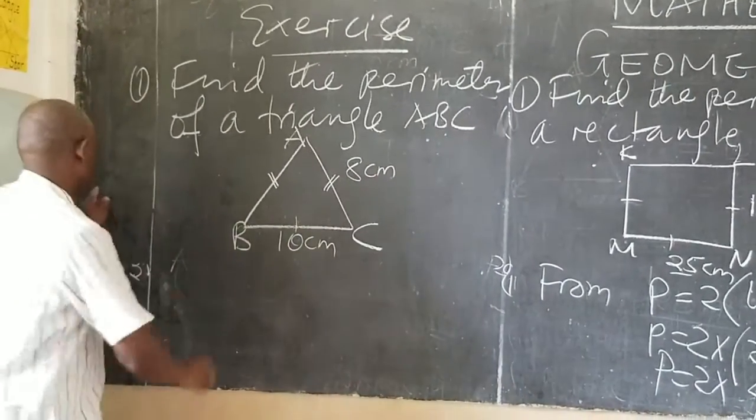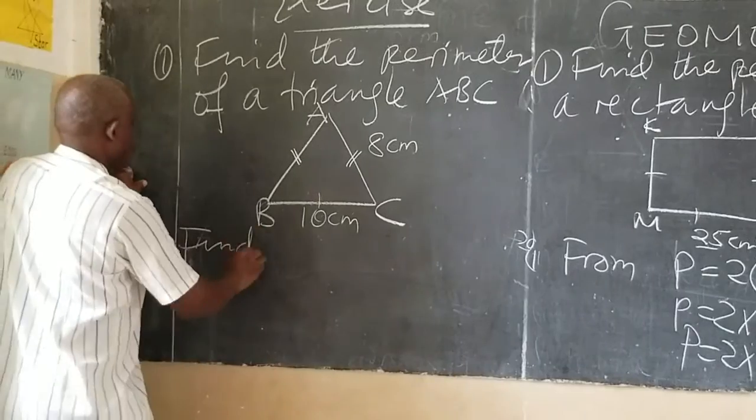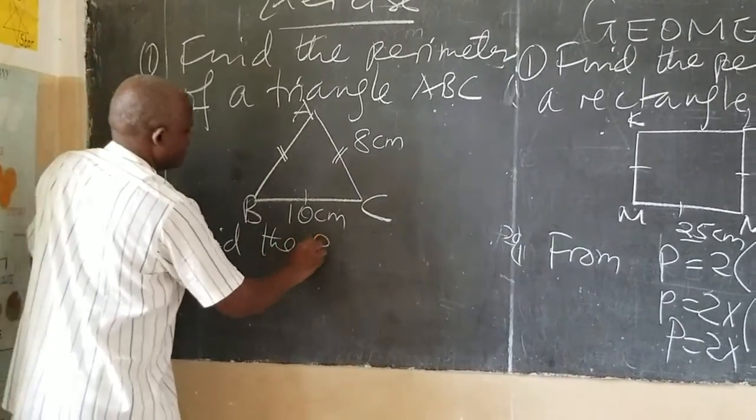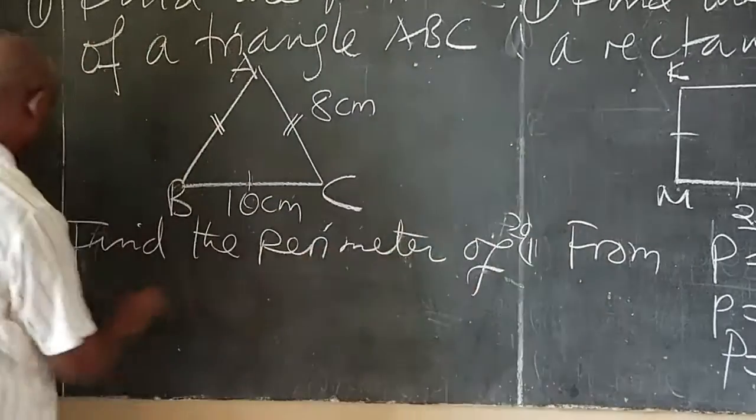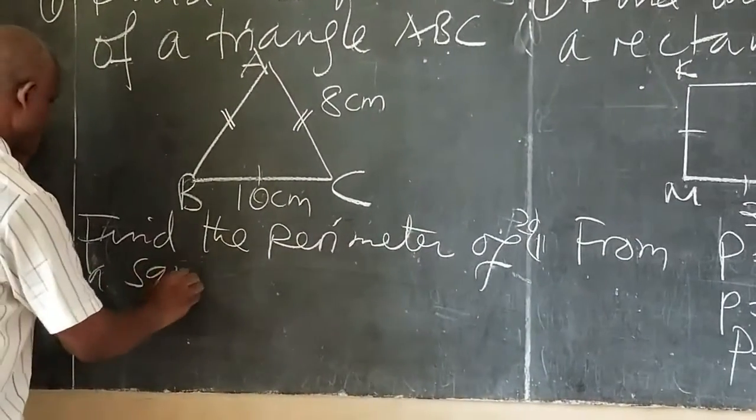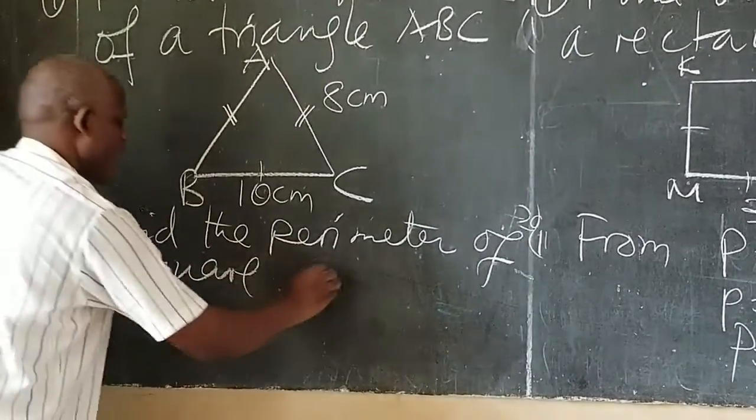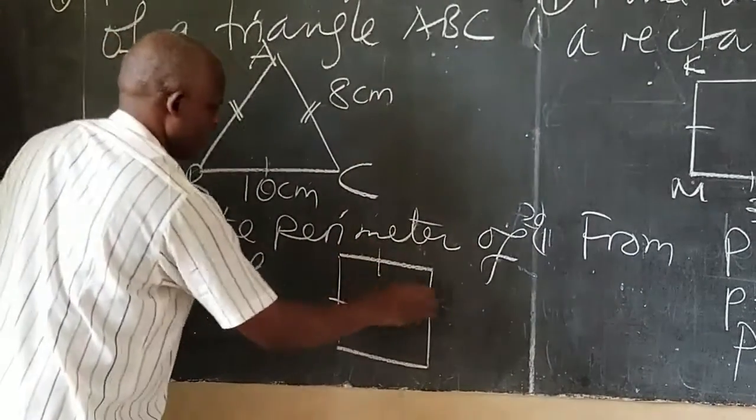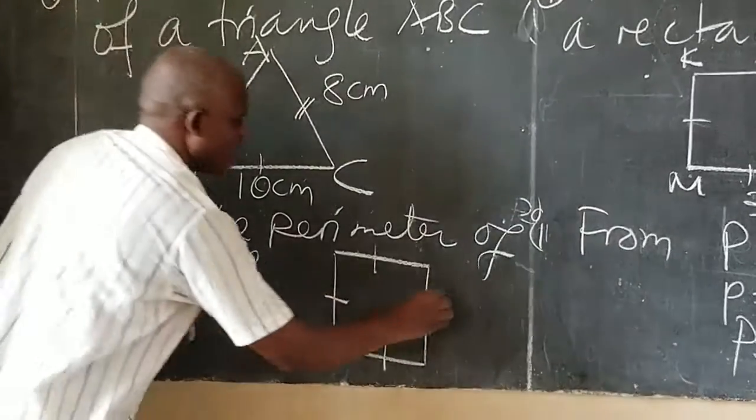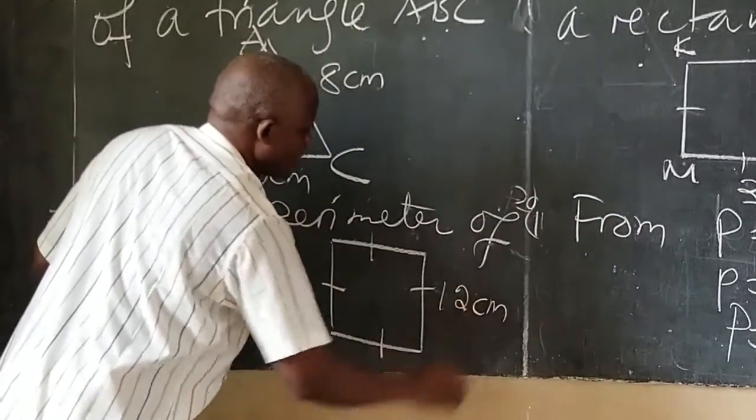Number 2, find the perimeter of a square. The square is shown here. Now, this is the square. Here is 12 centimeters.